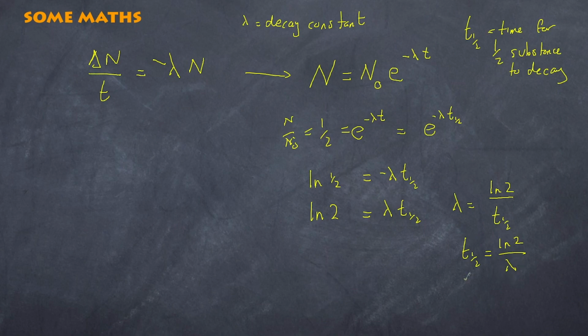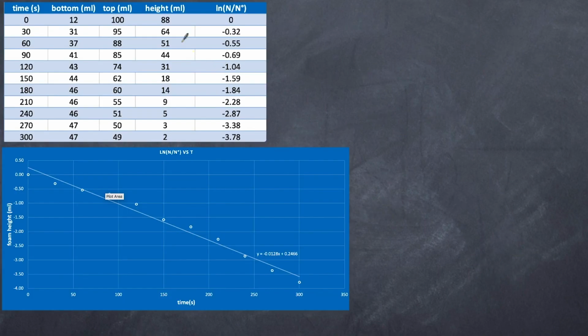Now, let's remember that. Here, I have my same graph, but you'll notice I have now introduced an extra column, and that extra column is simply the natural log of N over N naught, which I've basically used from my values here. And you'll see they're all negatives. And then what I've done is I've graphed my time with respect to the natural log, and I get a graph that looks like this.